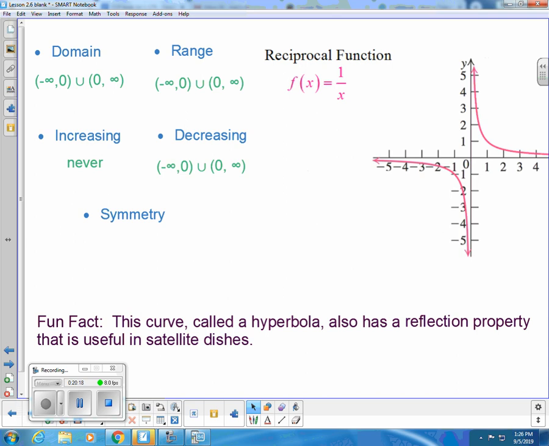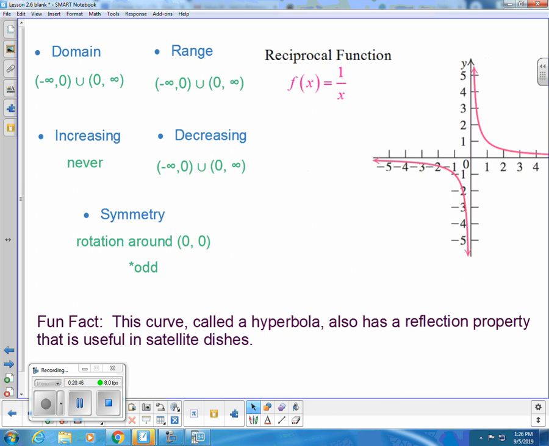Are we looking at an even or an odd function here? Does it reflect or does it rotate? Rotates, right? So it's odd. If it rotates around the origin, it is odd. This is also called a hyperbola. It also has reflection properties for satellite dishes and all sorts of fun stuff. Okay.